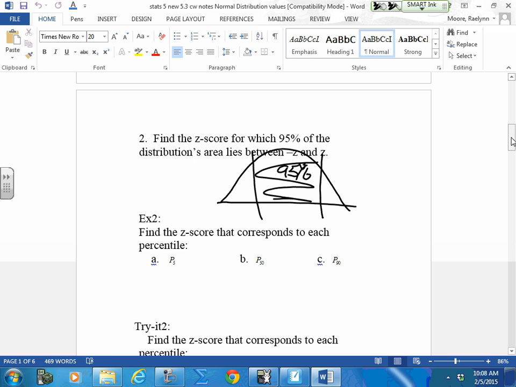This z-score and this z-score have the same number. This one has a negative, this one has a positive. So think about this for a second. Every time you look up your area, it's area to the left. So if I want to look up this z-score, I need to know what this area is. You can do either left or the right, but no, I need 95% to be in between them.